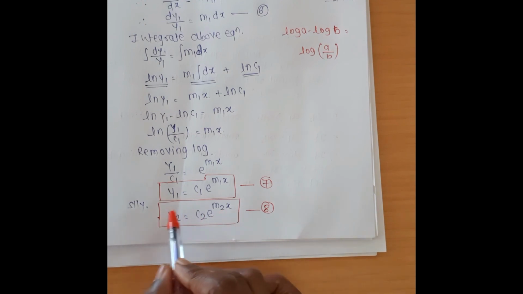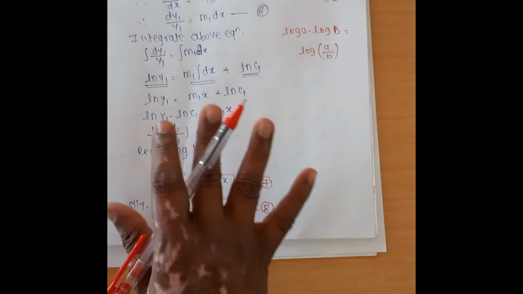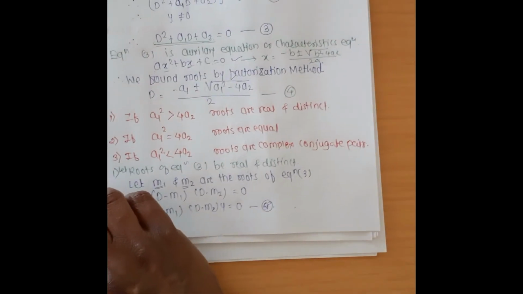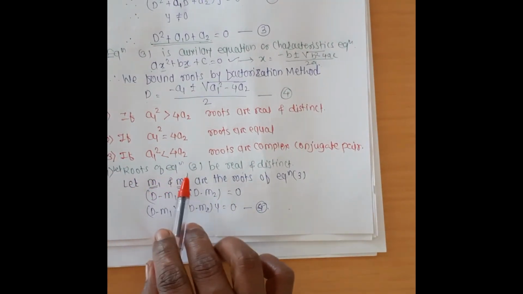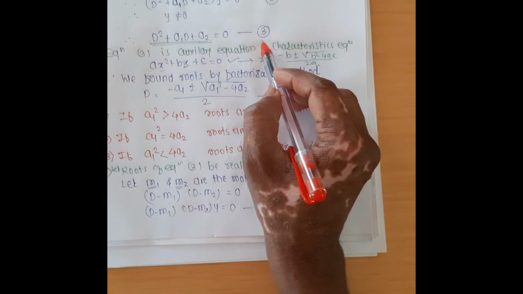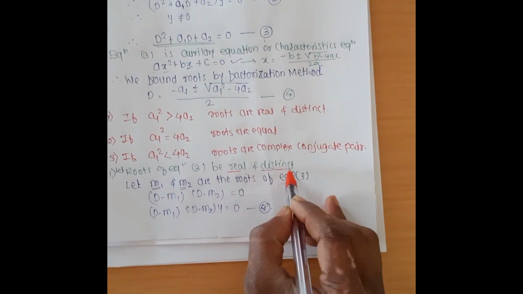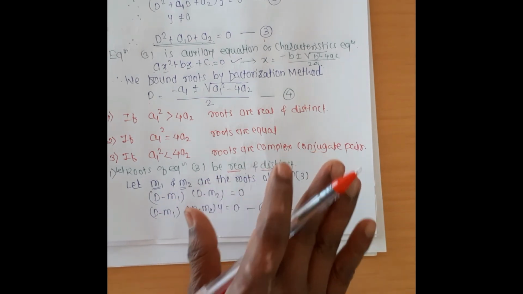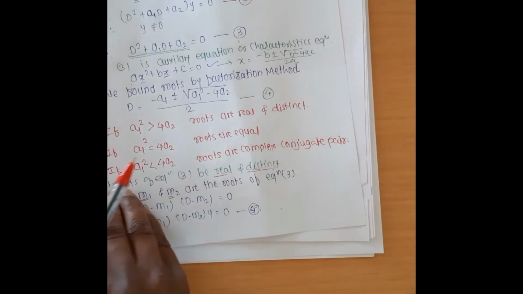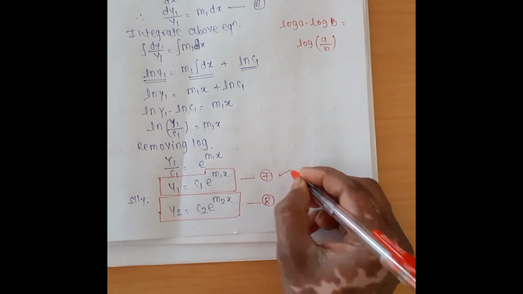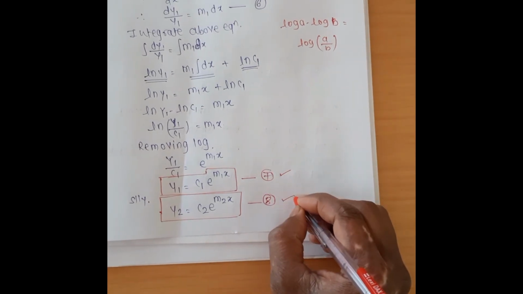Okay, so this first stage is completed. It means when the roots of equation 3 are real and distinct, that time we find the solution of that equation in this form, where we give the value of y1 and the value of y2.